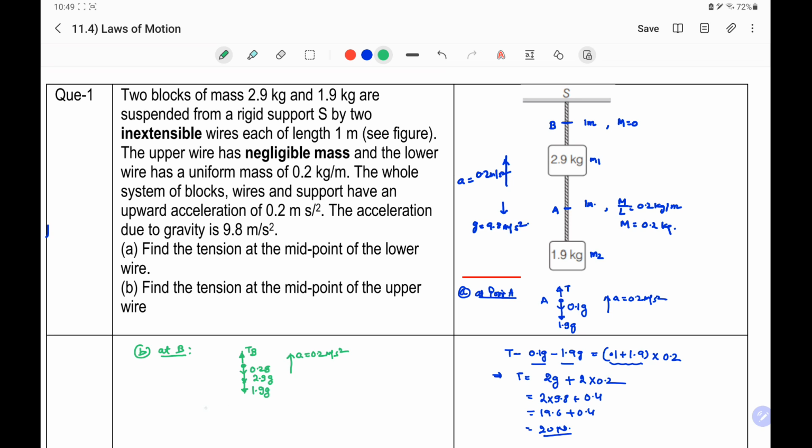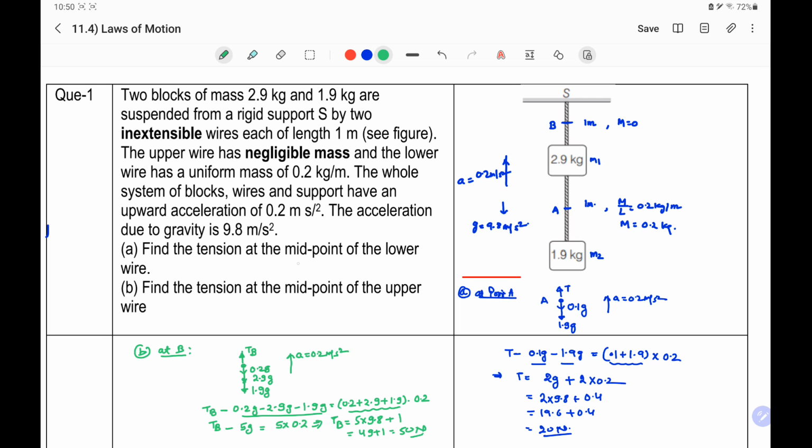So writing the equation of motion, it will be Tb minus downward forces, which is 0.2 g plus 2.9 g plus 1.9 g, and it will be equal to total mass, which is 0.2 plus 2.9 plus 1.9, times upward acceleration 0.2. So we have to solve it. It is Tb minus 5g, adding these, and it will be equal to 5 multiplied by 0.2. So Tb equals 5 into 9.8 plus 1, that is 49 plus 1, which is equal to 50 Newton.